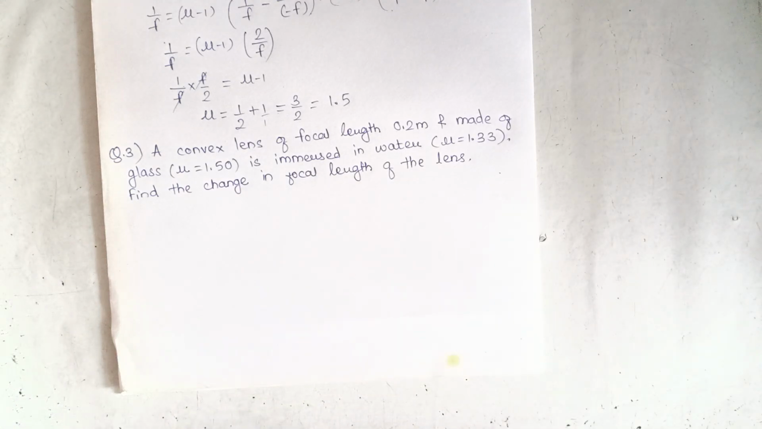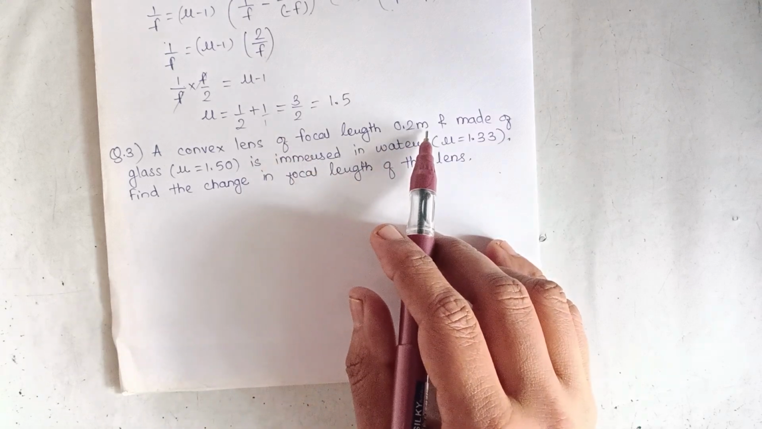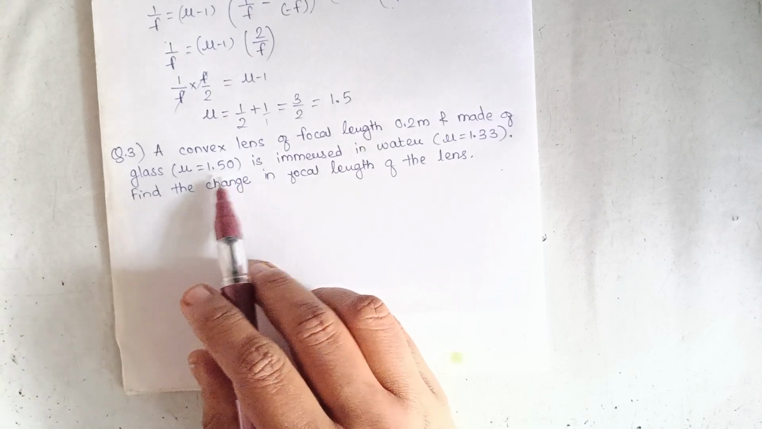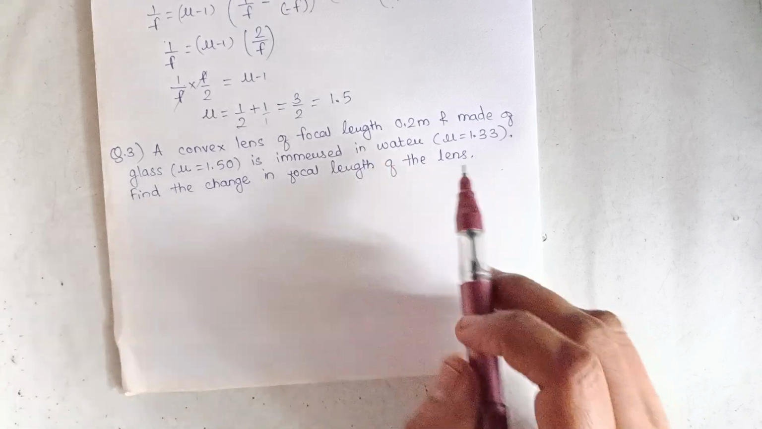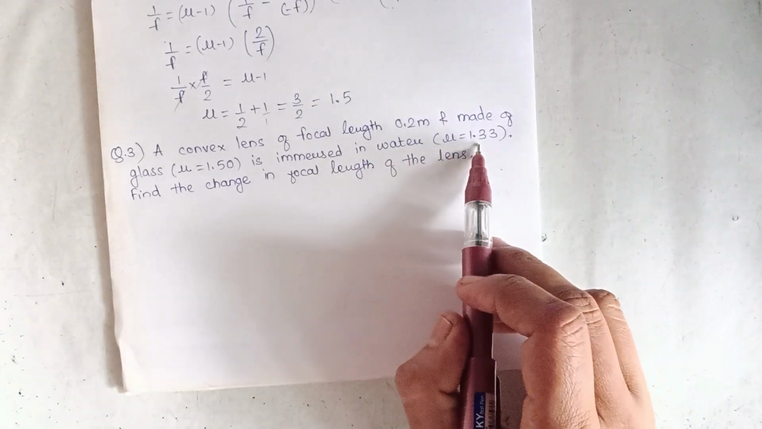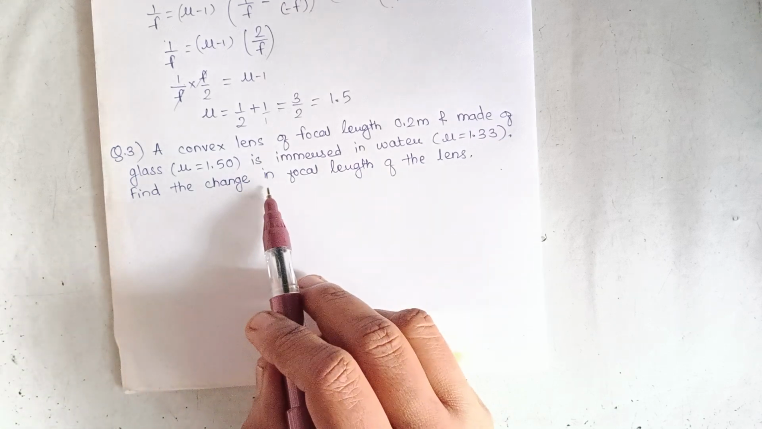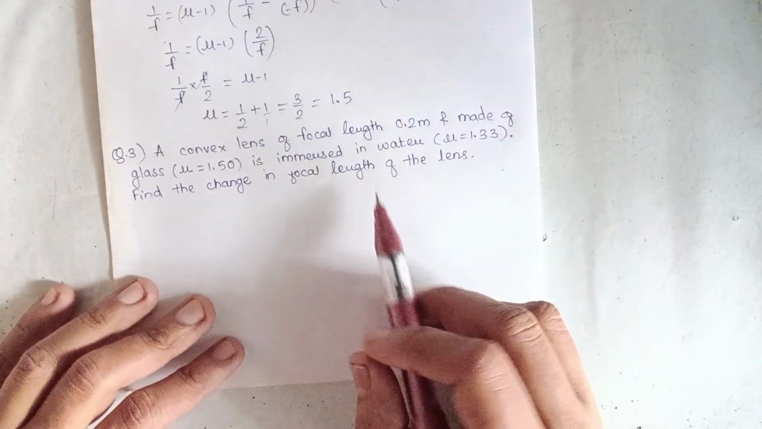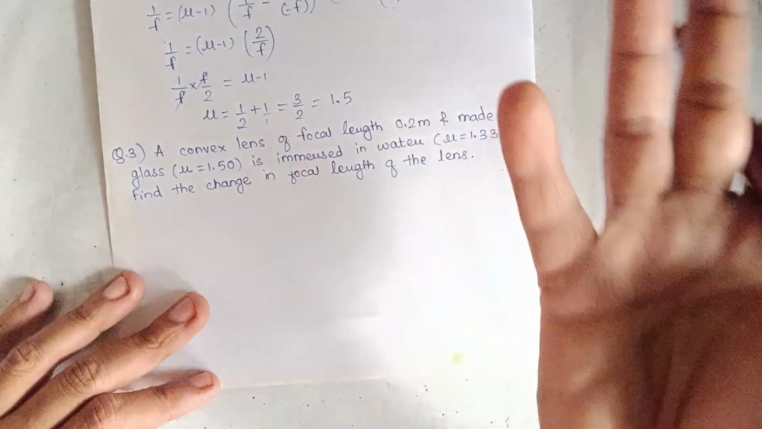Let's solve the next question. A convex lens of focal length 0.2 meter and made of glass of mu equal to 1.5, this is the refractive index, is immersed in water. The refractive index of water is given as 1.33. Find the change in focal length of the lens. So you have to find how much the focal length has changed.